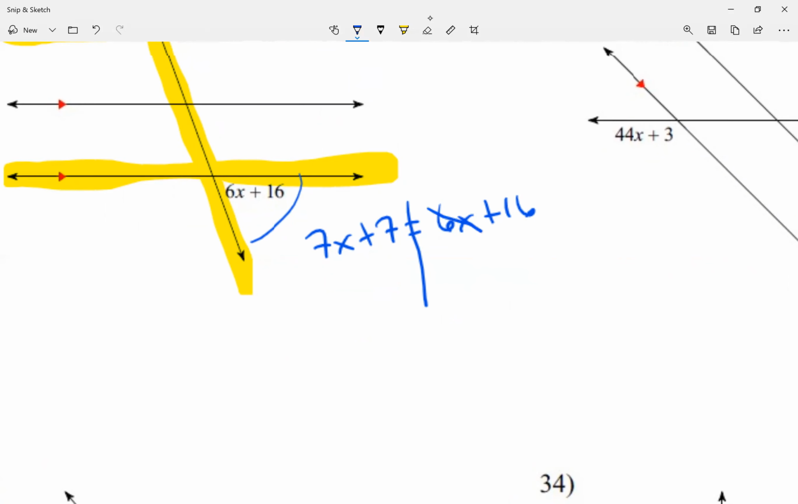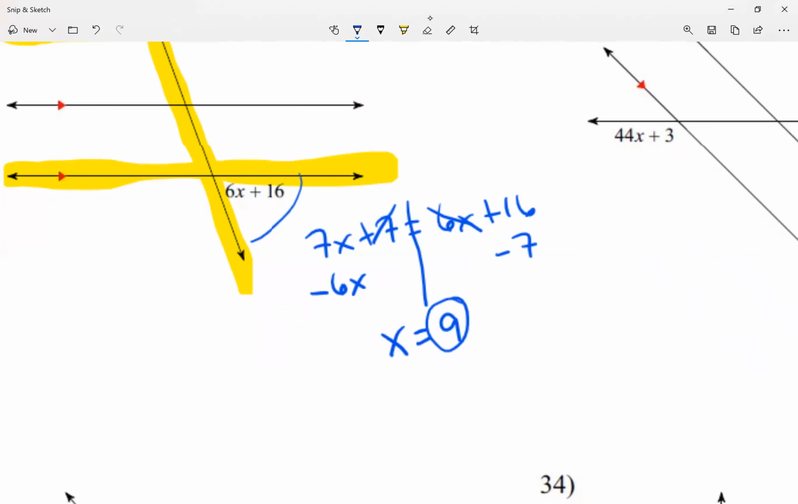So the 6x, let me move it to the left. Don't forget to switch the sign. And this plus 7, let me move it to the other side as a minus 7. I want letters on one side and numbers on the other. So on the left side, 7x minus 6x, that's 1x. I'm just going to write the letter x, right? On the right side, 16 minus 7, that's 9. The instructions were solve for x. There you go. X is 9.